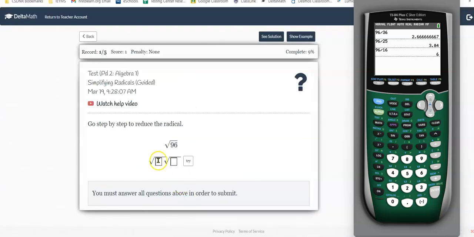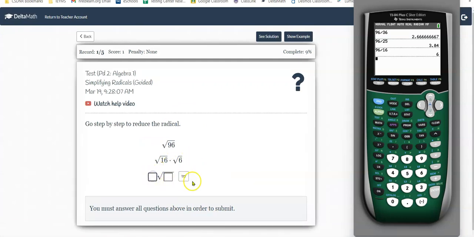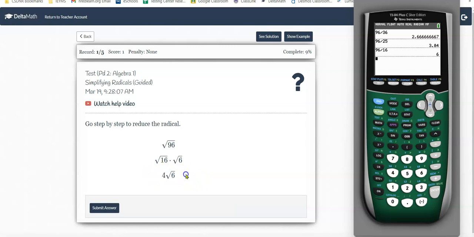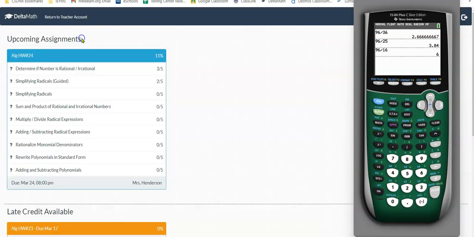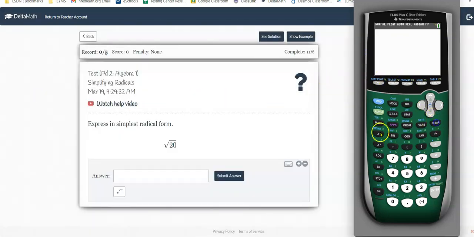So let's go back here and write that. 16 and 6. It will allow us to find the square root of 16, but leave the square root of 6. And we're done. All right, now let's try doing that without guided practice. Let's try doing that on our own. The square root of 20.